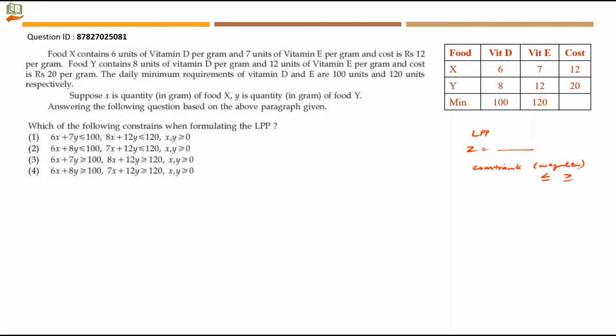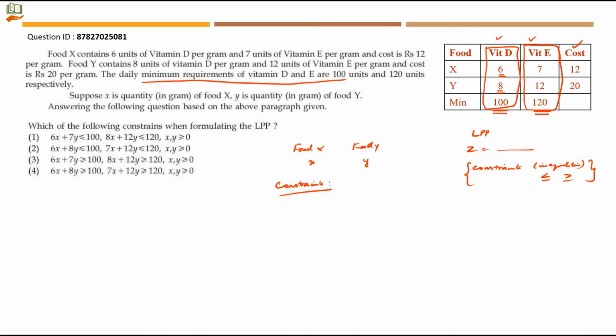Now the question is about what are the constraints for this particular LPP. Based on this only, we are going to frame the constraint. There are two foods, food X and food Y. While forming the constraints, you have to go column wise. We found the cost function from the cost column. Similarly, we have to pick the constraints from the vitamin D column and vitamin E column. Now, the representation of food X will be small x and representation of food Y will be small y. Since there are two variables, there will be two constraints as for this question.